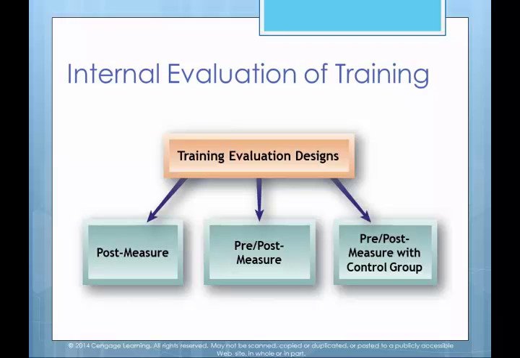And then pre and post measure with the control group. Another evaluation design can address the preceding problem. In addition to testing the 20 representatives who will be trained, the manager can test another group of representatives who will not be trained to see if they do as well as those who are to be trained. This second group is called the control group. After training, if the trained representatives work significantly faster than those who were not trained, the manager can be reasonably sure that the training was effective.